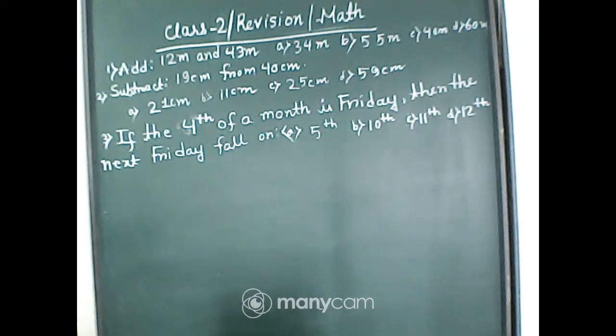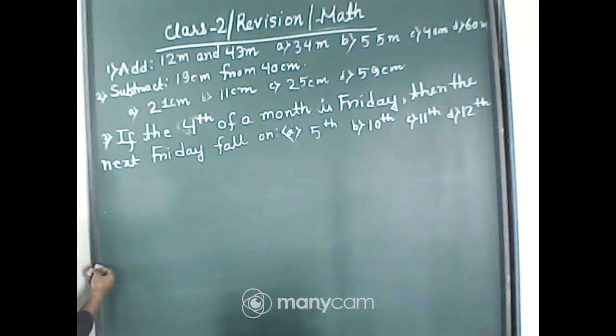Add 12 meter and 43 meter, and the options are 34 meter, 55 meter, 40 meter and 60 meter. Okay, Kaushik? Only tick. Yes, you just have to choose the correct option. Aradhya, then cut the call and rejoin the class once again.